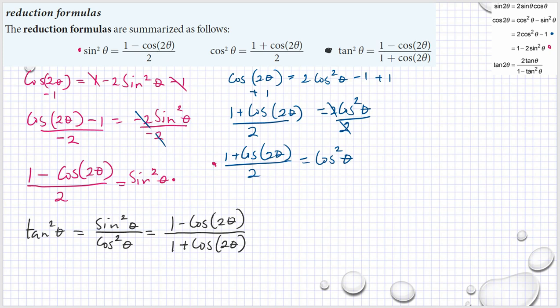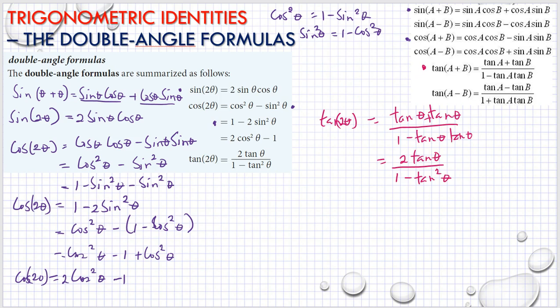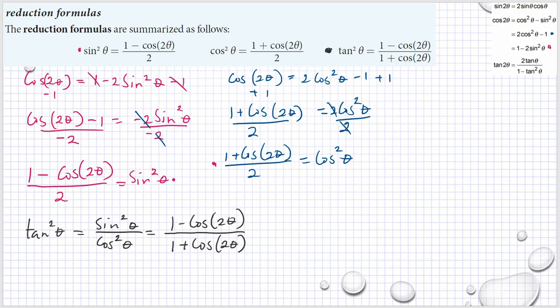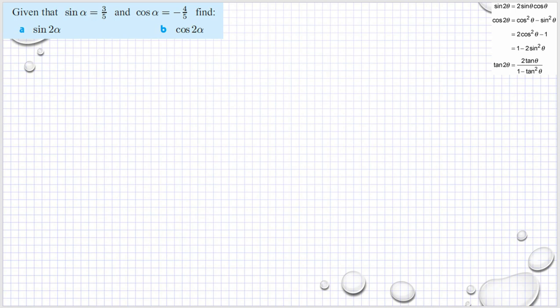So you can use everything that you have learned here. There will be more, the half angle formula, for example. But as of now, we'll be satisfied with the double angle formula and the reduction formula. And in my next video, I will start solving some examples.